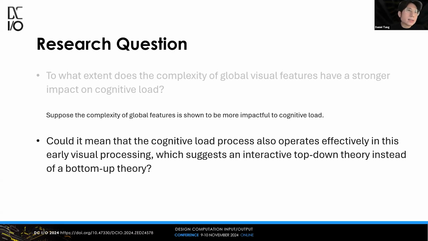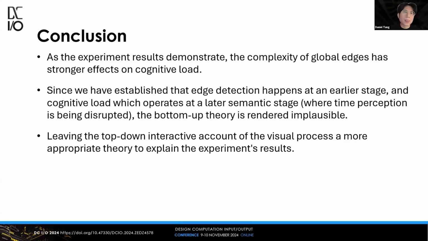Finally, there is a second question to answer. Suppose the complexity of global features is shown to be more impactful to cognitive load. Could it mean that the cognitive load process also operates effectively in this early visual processing, which suggests an interactive top-down theory instead of a bottom-up theory?